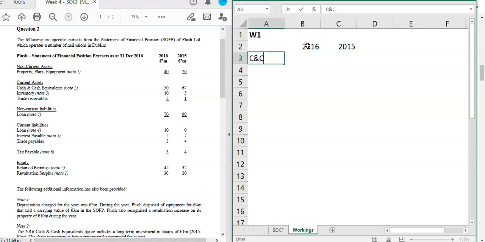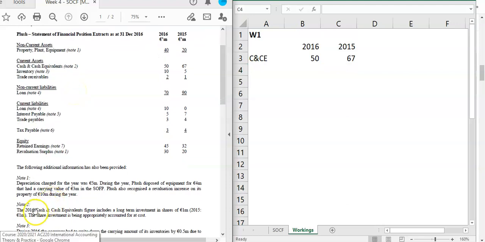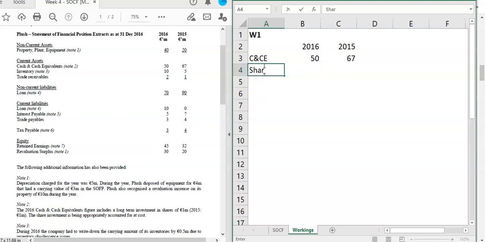So we're told cash and cash equivalents, we're given it in the question, is 50 and 67. Right? No issue with that. They're given directly in the question. But you're also told in note 2 here that the cash and cash equivalents include a long-term investment in shares of 1 million. In 2015, there were 1 million as well, and they're held appropriately at cost. So you have this share investment, shares of 1 and 1. We need to take that off.